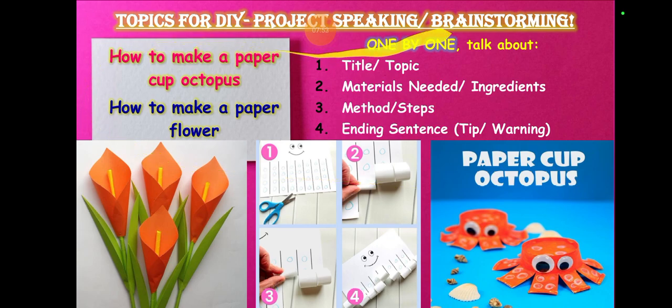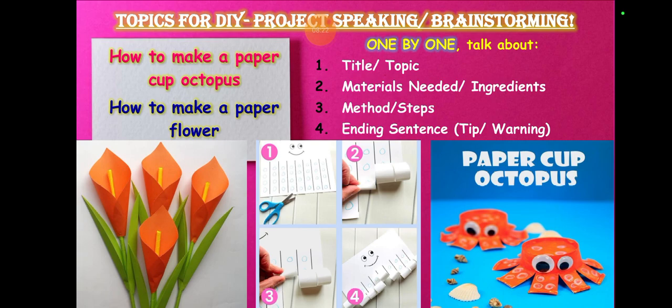Topics for DIY project: speaking and brainstorming. How to make a paper cup octopus, and how to make a paper flower. One by one, talk about the title, the topic, materials needed or ingredients, method, steps, ending, and tip or warning. So here I have given you two topics. Generally, you have not made them. You all listen to me very properly.